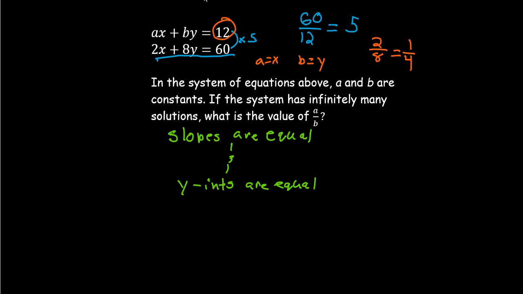So now they're asking if the system has infinitely many solutions, what is the value of A over B? Well, I actually don't have to go any further because we know our slopes are always going to be equivalent. Even if I was to solve for this, and I'm going to prove that's why it's always going to be 1 over 4. Since we multiplied by 5 to get to 60, let's divide by 5 to get our other numbers.